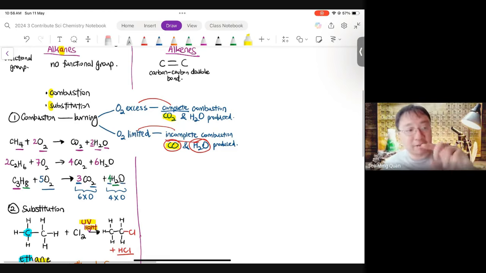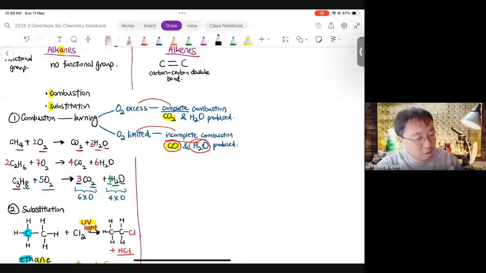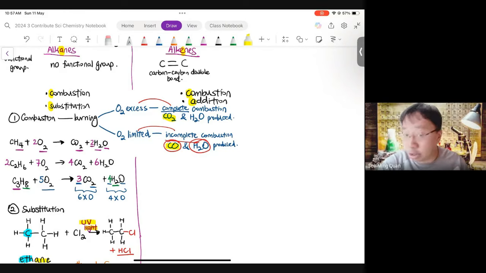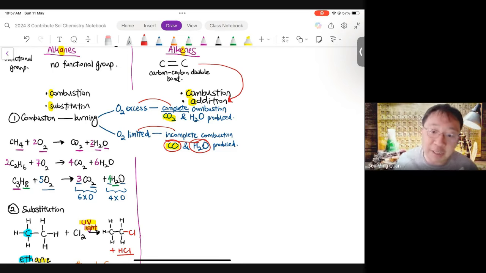Now we shall move to the alkenes. Alkenes undergo combustion, similar to alkanes, and addition. So of course, alkenes undergo combustion, addition. Addition is the one that is unique to alkenes. All right. Why is addition present? Addition means you must have a double bond. Without a double bond, it is unable to do addition. So the reason why alkenes can undergo addition is because there is a carbon-carbon double bond present in alkenes.